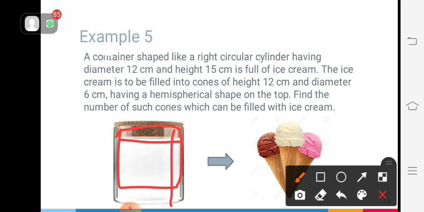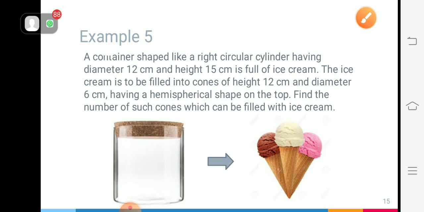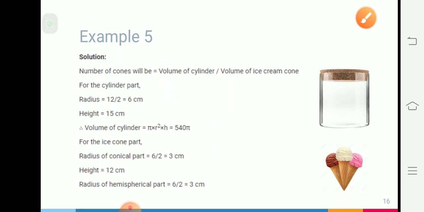Now this ice cream is to be filled into cones. Now the height of the cone is given as 12 centimeter and the diameter is 6 centimeter. So you need to find out the number of cones that it will fill. So the logic is very simple, that the number of cones will be the volume of cylinder divided by the volume of ice cream cone. So you need to take out the volume of the cylinder. All the measurements are given. So use the formula pi r square h. So you will get the volume of the cylinder.